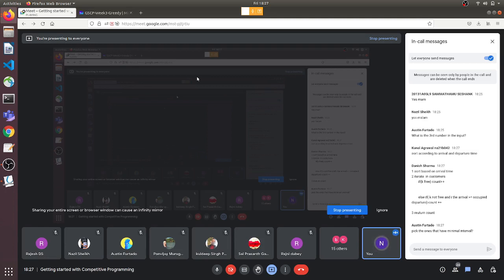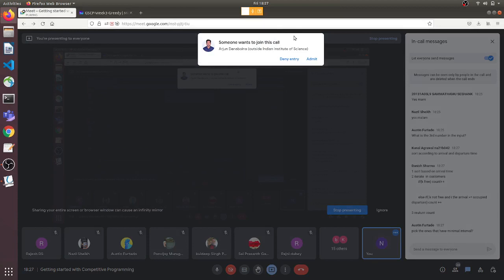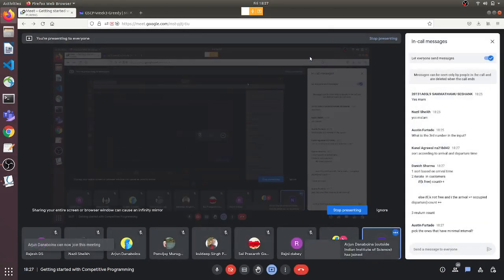Sort according to arrival and departure time. Sort based on arrival time. Iterate over customers; if k is free, count plus plus. Else if k is not free, check if the arrival is greater than or equal to the occupied departure, then count plus plus. Return count. Pick the ones which have minimum interval.